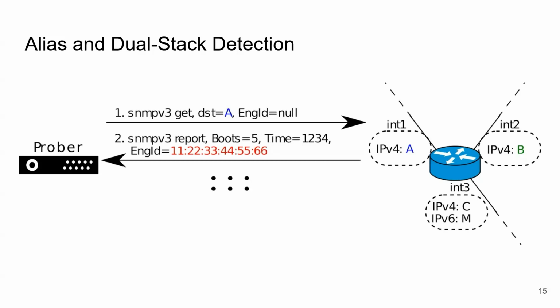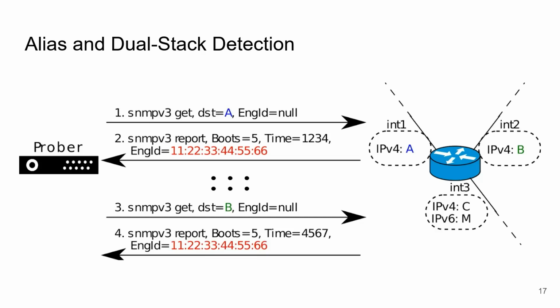After a short period of time, we send another unsolicited packet to destination B. If the returned unique identifiers match the ones we received from the first probe, then we can conclude that destination A and destination B are aliases. We can follow a similar approach to reach the same conclusion for destination C and destination M.